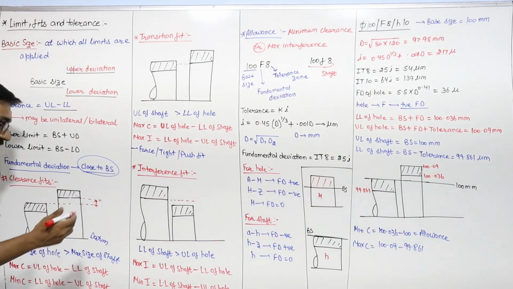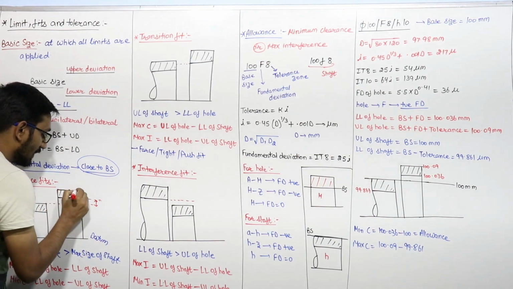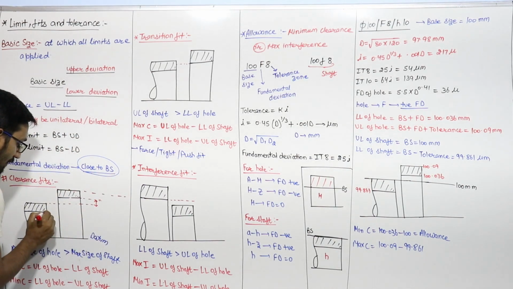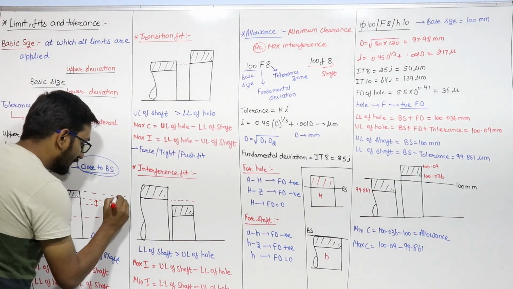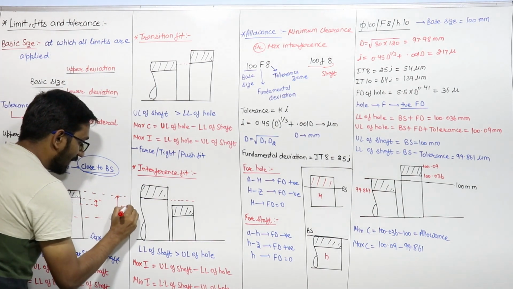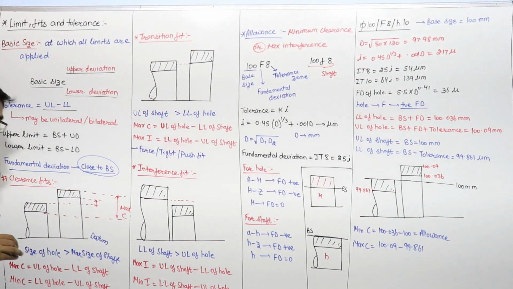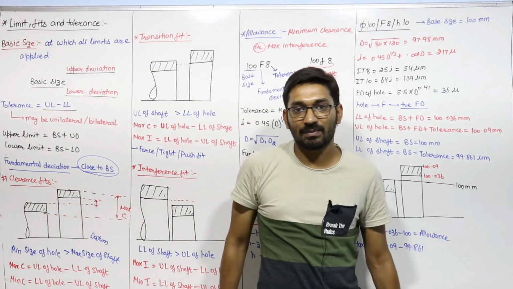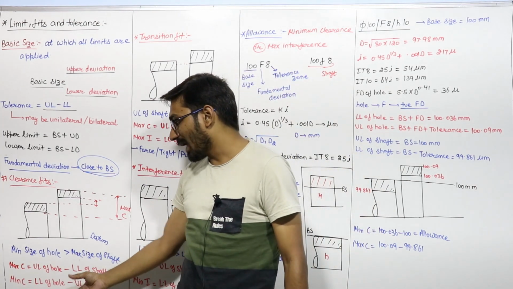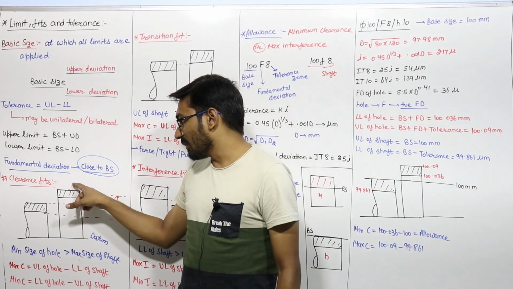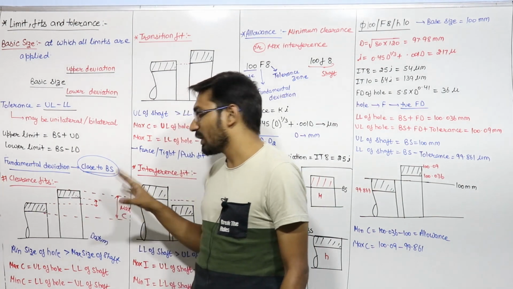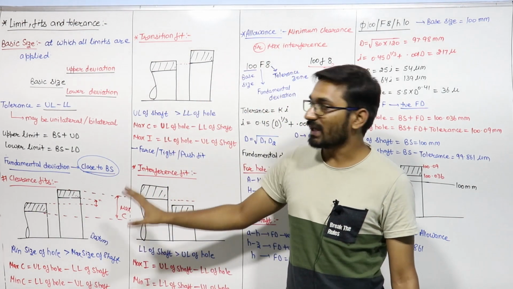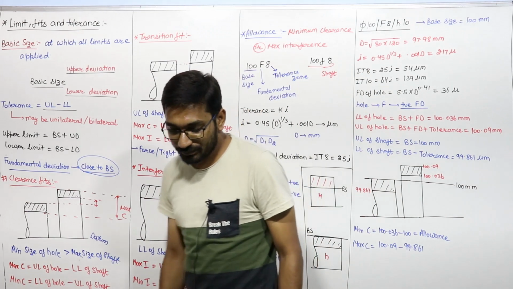And maximum clearance कितना होगा? Maximum clearance is upper limit of the hole minus lower limit of the shaft. This is the maximum clearance, right? Maximum clearance कितना होगा कि अगर होल का साइज सबसे बड़ा हो, शाफ्ट का साइज सबसे छोटा हो, then the difference will be the maximum clearance, that is the upper limit of the hole minus lower limit of the shaft. So this is the case of your clearance fit.